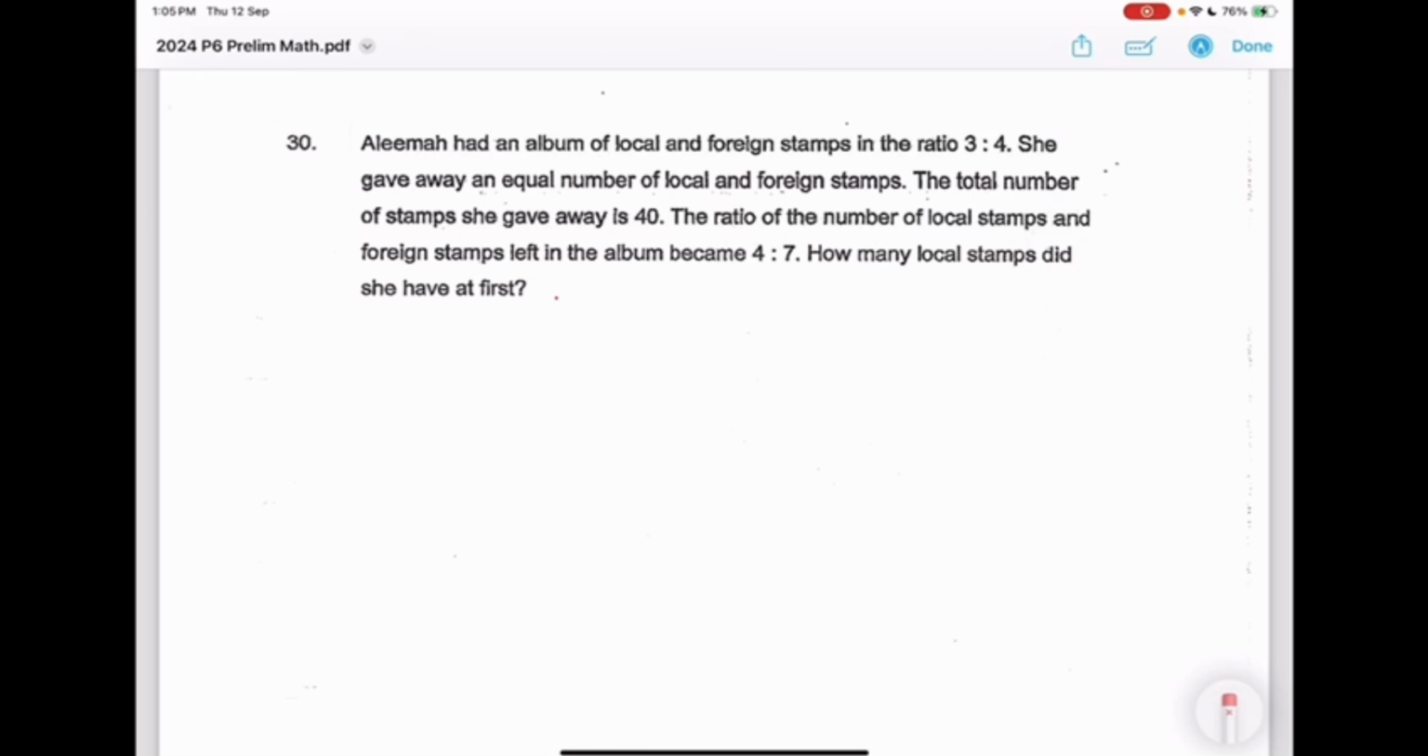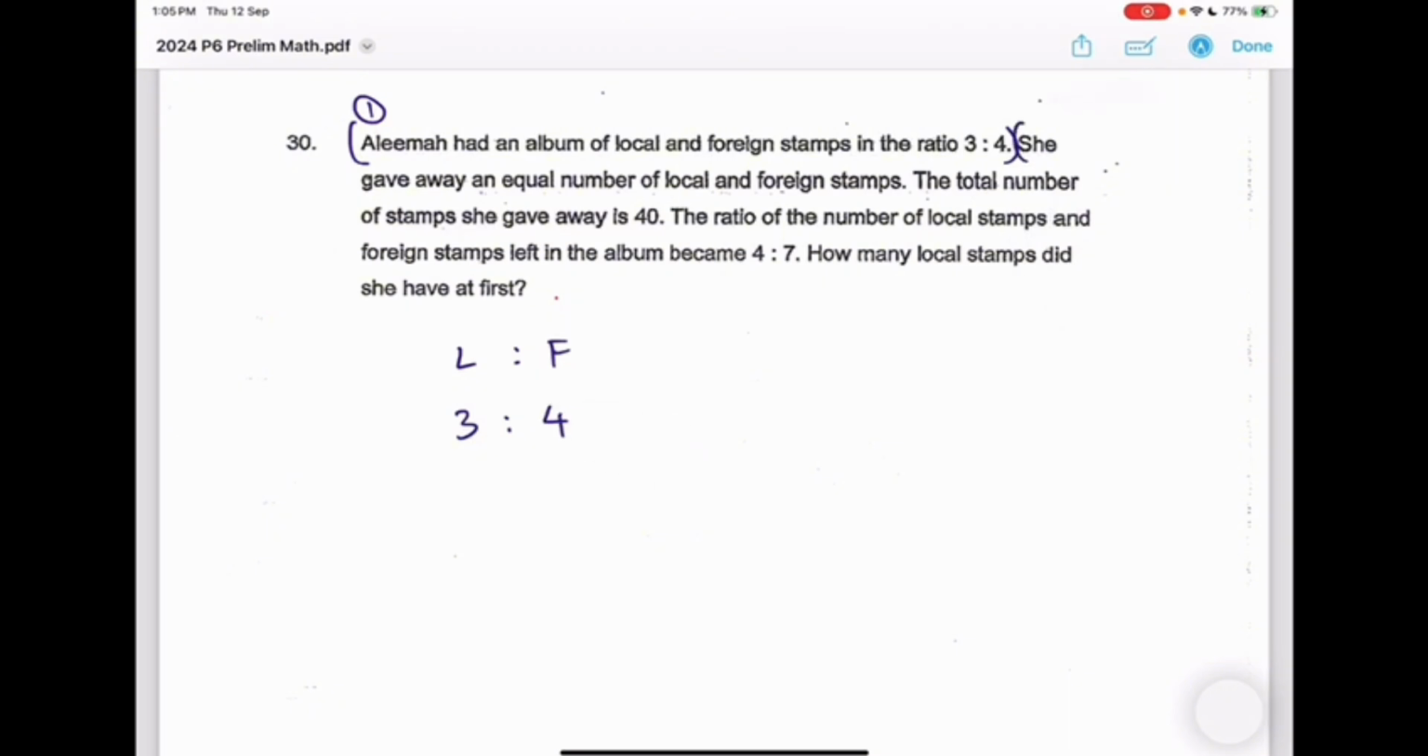Alright, moving on to the last question of booklet B. Question 30, let's jump right in. Alima had an album of local and foreign stamps in the ratio 3:4. So immediately I know that this is a ratios question. Alright, so this is my sentence number 1. What I want to do is to list down. Okay, so I got local is to foreign, right? 3 is to 4.